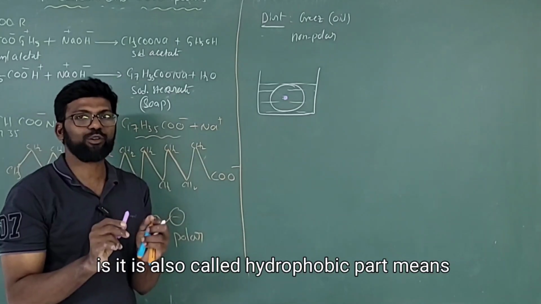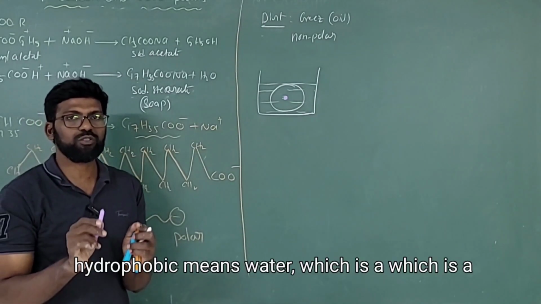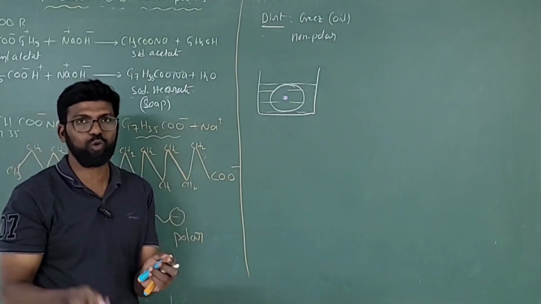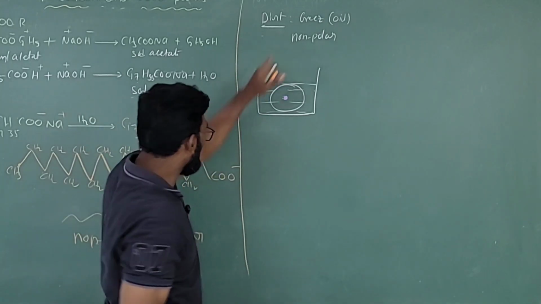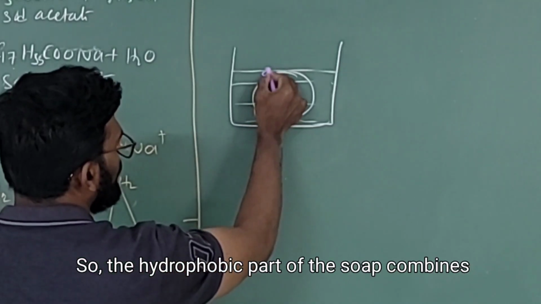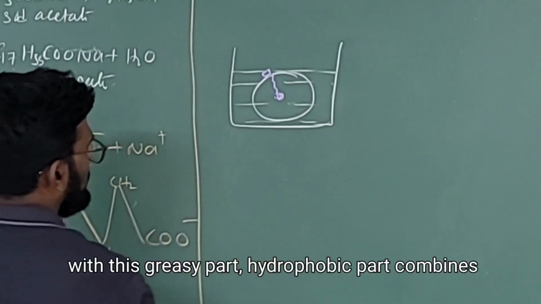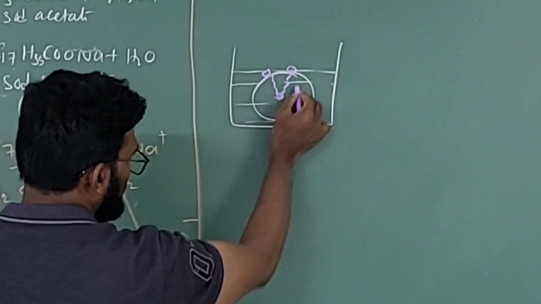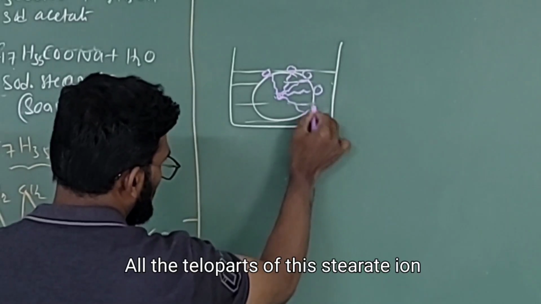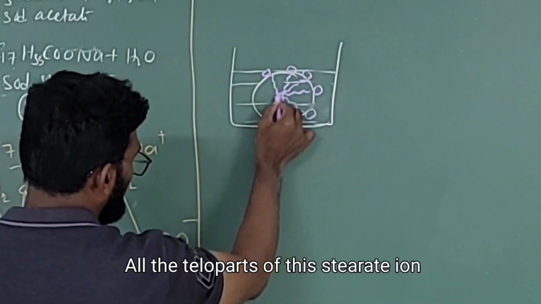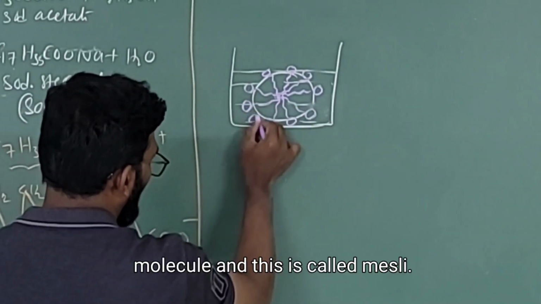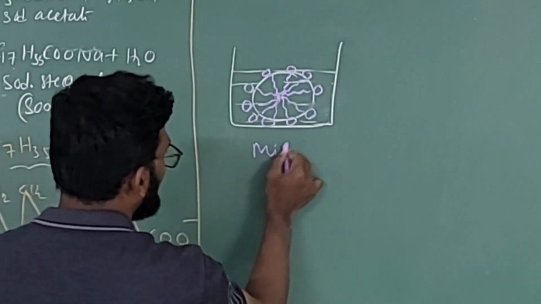That is also called hydrophobic part. Hydro means water, phobic means which is repulsive with water, which do not dissolve in water. The grease is also hydrophobic, and this non-polar part is also hydrophobic. So the hydrophobic part of the soap combines with this greasy part, and it surrounds the greasy part. All the tail parts of this stearate ion combine with that greasy part and will get a very big molecule, and this is called micelle.